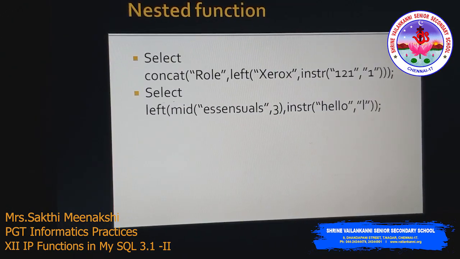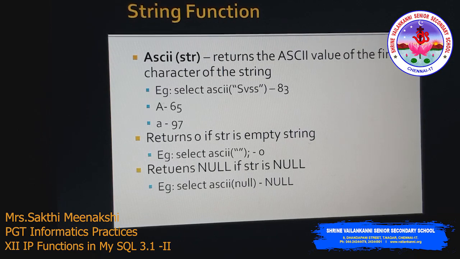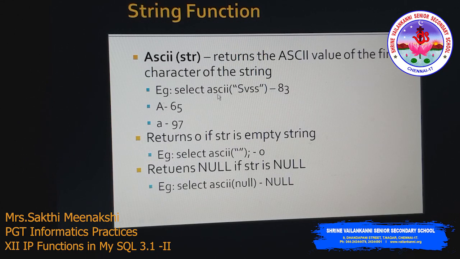So next we have the ASCII function. This takes only one argument, which is a string. This returns the ASCII value of the first character of the string. So if you are passing ASCII of SVSS, it just counts the first character alone. For the capital S, what is the ASCII value? The ASCII value for capital S is 83.